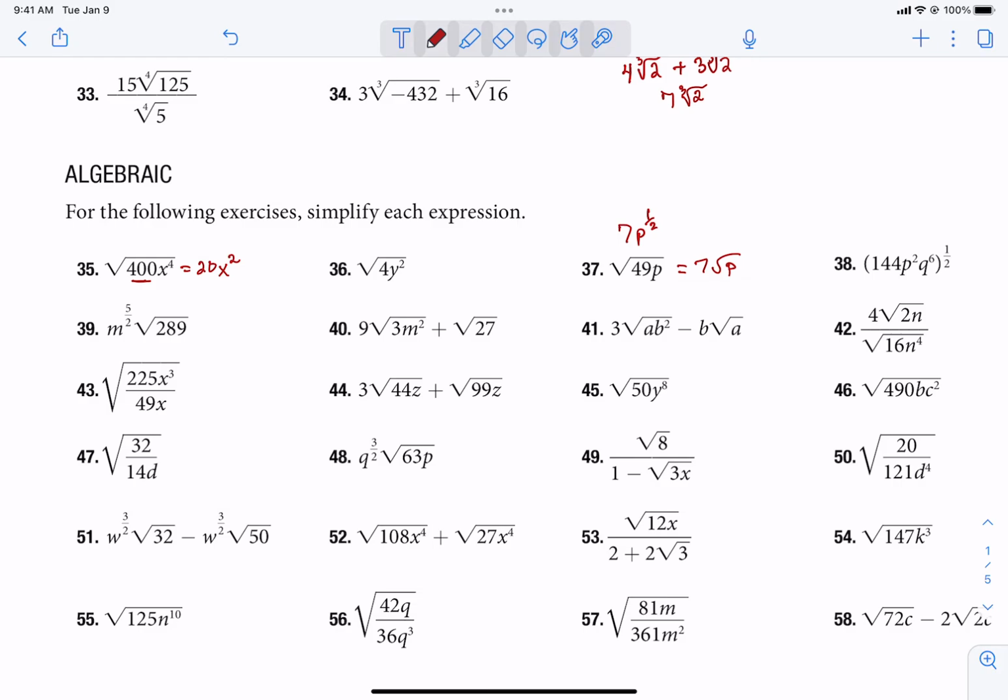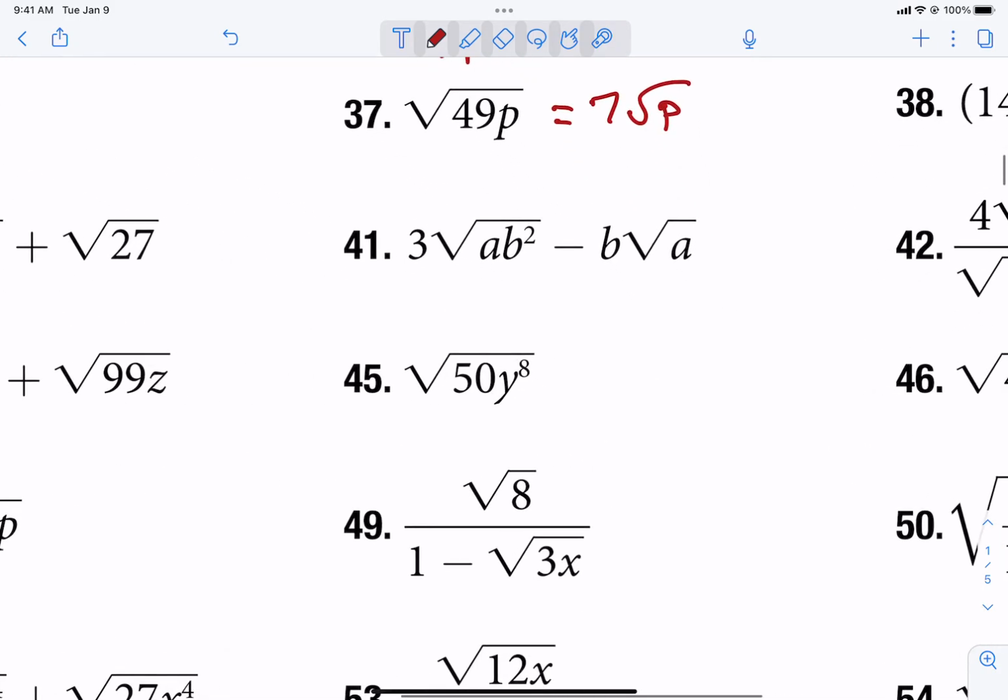Okay, let's do 41. So what I notice is the radicals don't match, so I currently can't add them. So then I look for some way, can I reduce that radical? Can I make it prettier? Well, b squared is a perfect square. Its power is divisible by 2. So let's divide that power by 2 and bring it out in front. So we have 3b square root of a minus b squared of a.